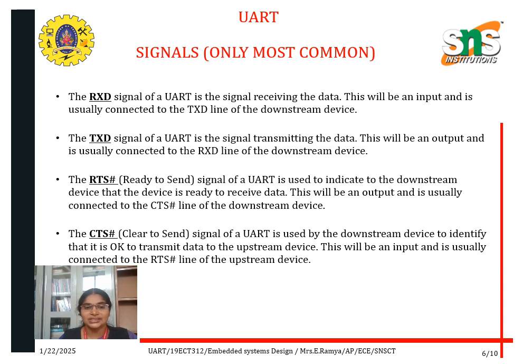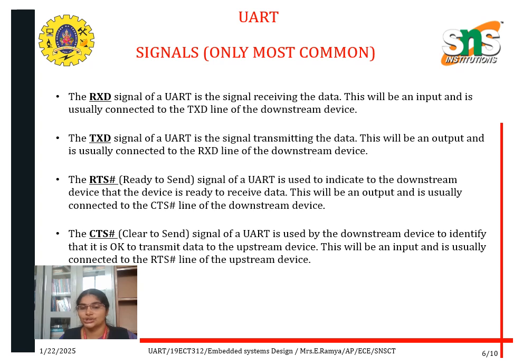This will be an input and it's usually connected to the transmitted line of the downstream device. The transmitted signal of a UART is the signal transmitting the data. This will be an output and is usually connected to the RxD line of the downstream device. The RTS, ready to send signal of a UART, is used to indicate to the downstream device that the device is ready to receive data.